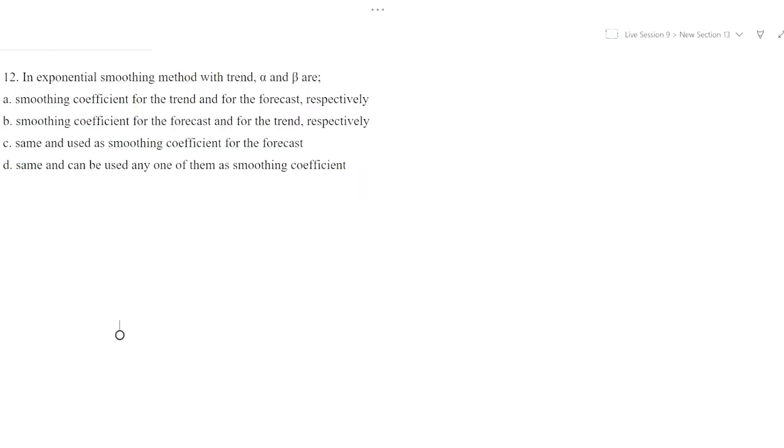The next question: in an exponential smoothing with trend, alpha and beta are used as the smoothing coefficient for the forecast and for the trend respectively. This is the correct option.